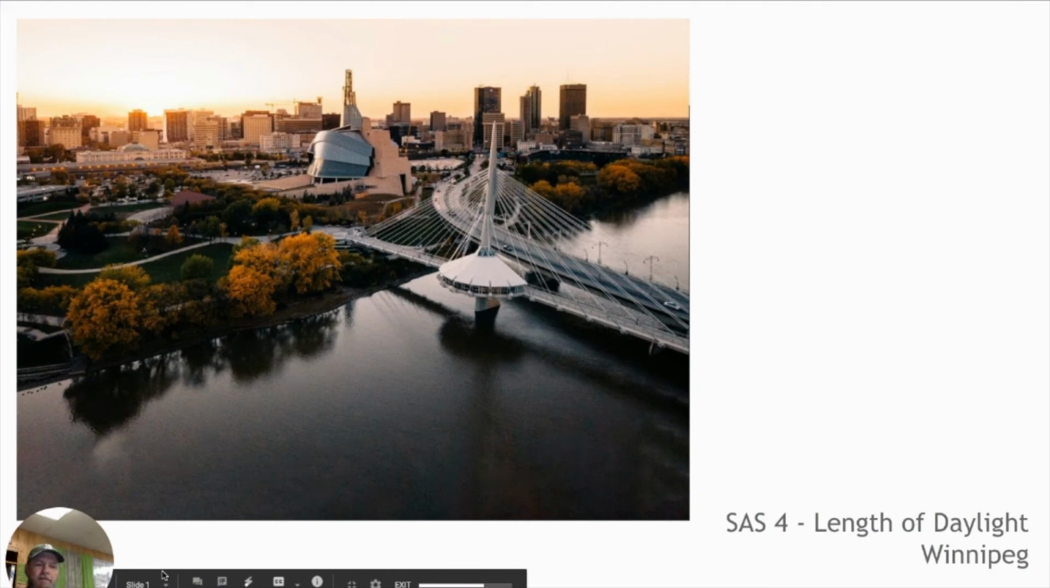Morning. Today's lesson is on length of daylight, same as yesterday, but it's in Winnipeg, not Philadelphia and Houston. Let's get right into it, folks.